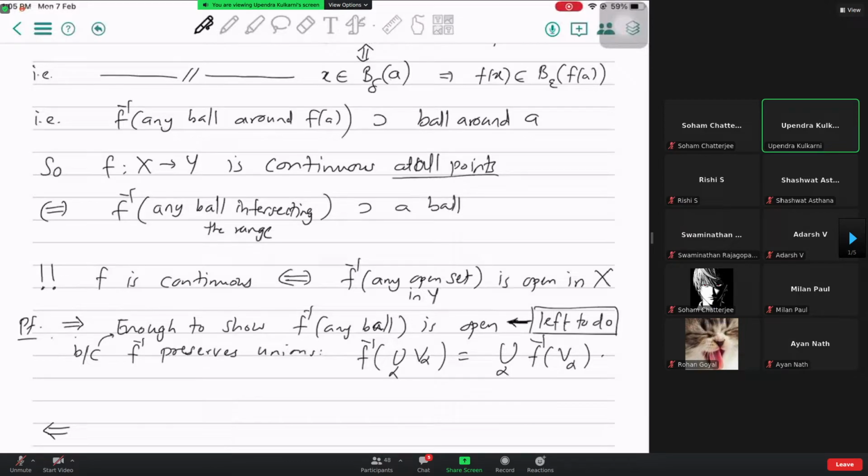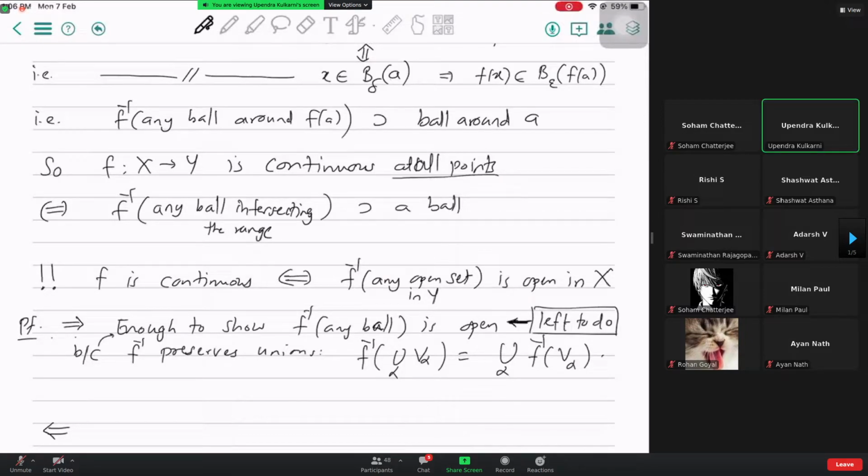Suppose I give you that F inverse of any open set in Y is open in X. Does that show me that the function is continuous? Is that easy? Do this and you can leave.